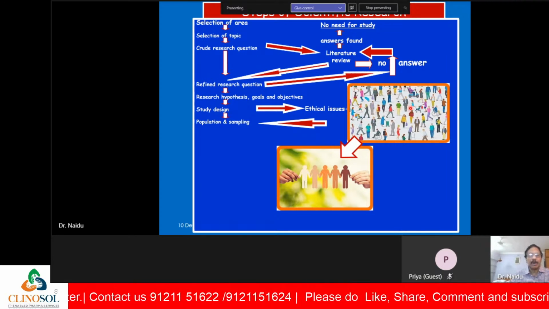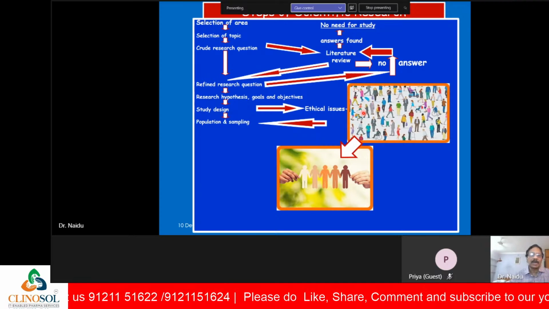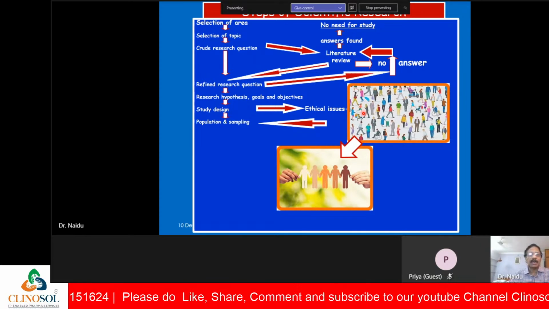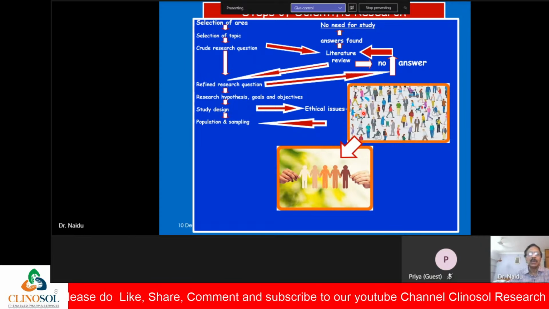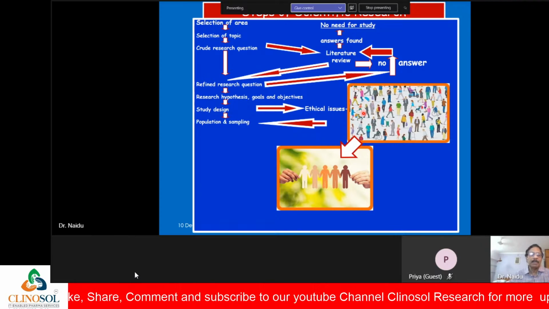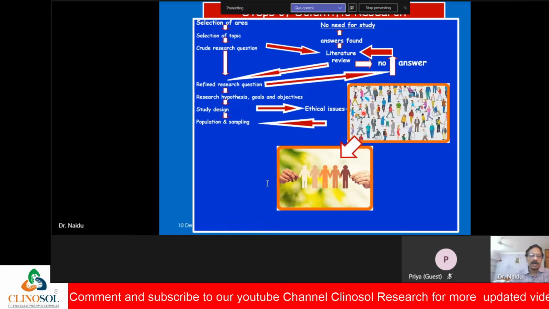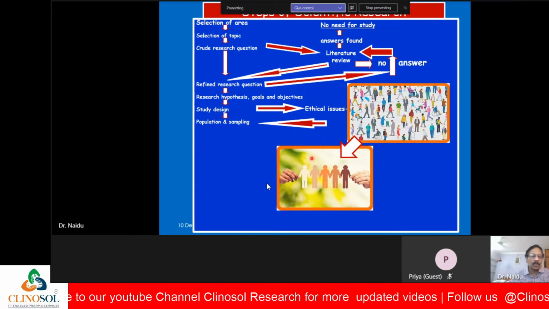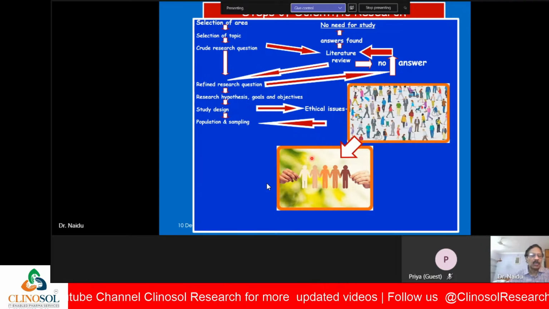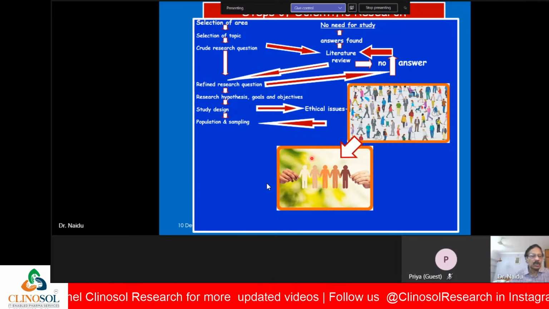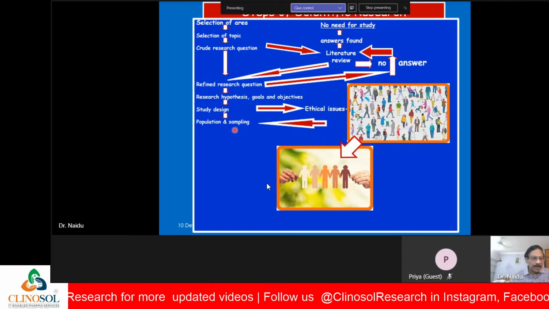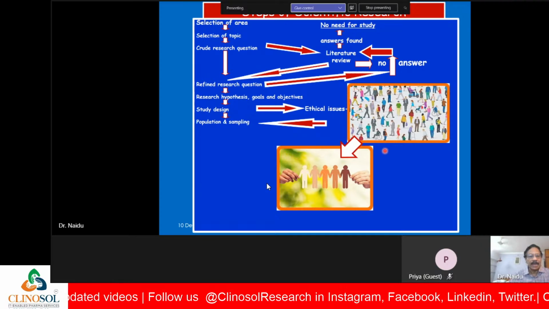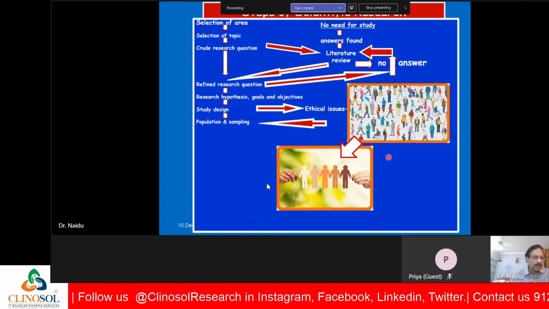Once you take approval, there are so many people available for a particular condition, and that is your study population. All of them cannot participate in your clinical trial because you have some inclusion criteria. You say that I will take only age between 18 to 60. There are so many people who are 80 years or younger. So this is your study population. From the study population, you have to select the population exclusively for the study. So population and sampling is another very important thing. This depends on your inclusion and exclusion criteria, and you select the people for your research.